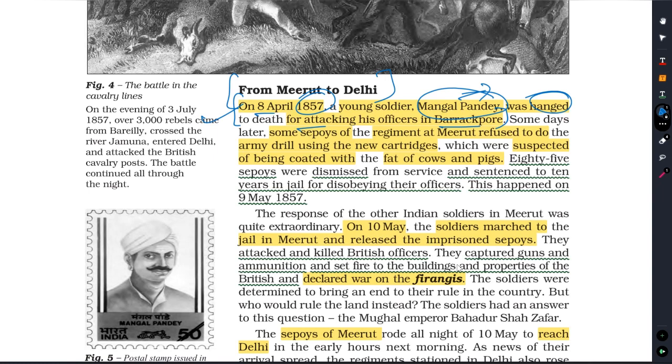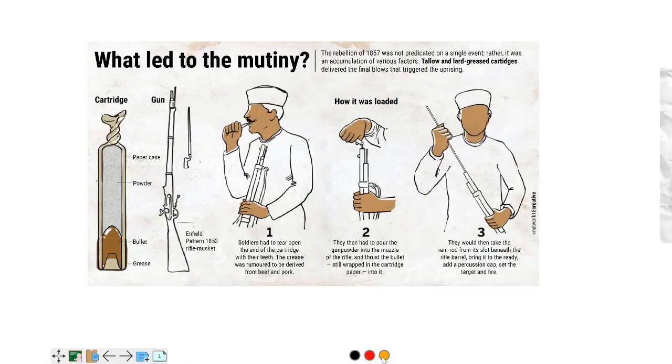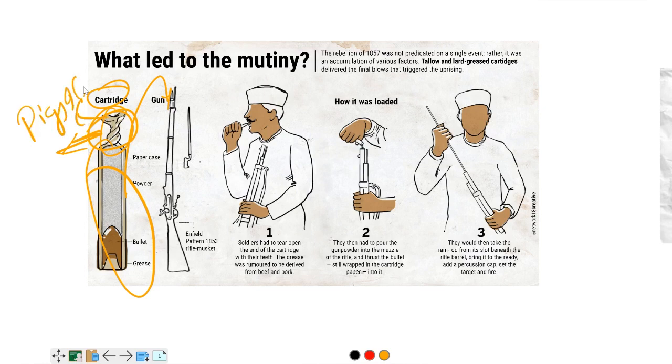Another main reason for this rebellion was that some sepoys of the regiment at Meerut refused to do the army drill using the new cartridge. What is this cartridge? This is the cartridge. Before loading the bullet or gunpowder into the gun, they had to chew and tear this part of the cartridge. There were rumors that this cartridge end was coated with the skin of pigs and cows.